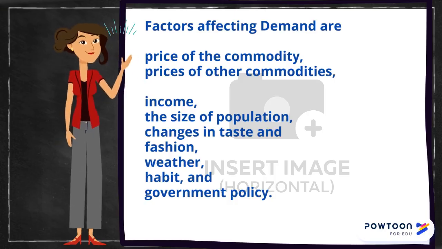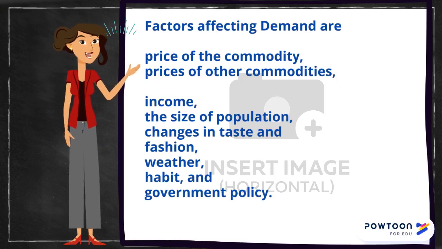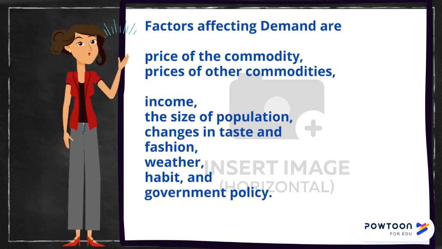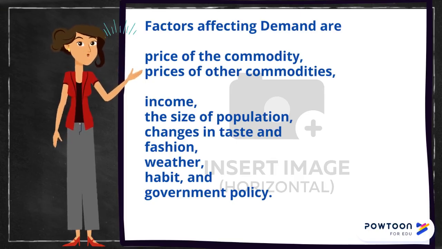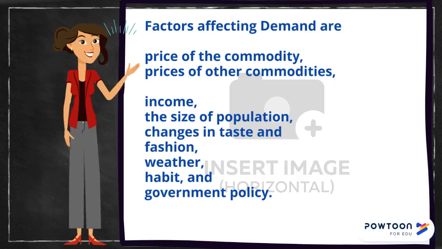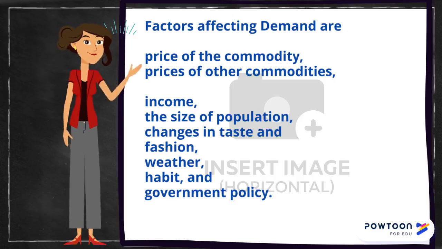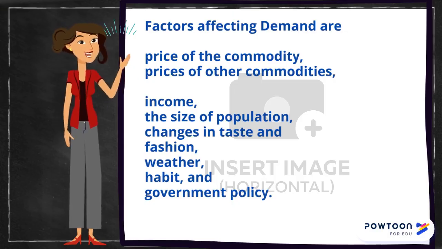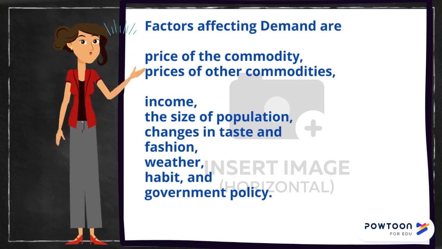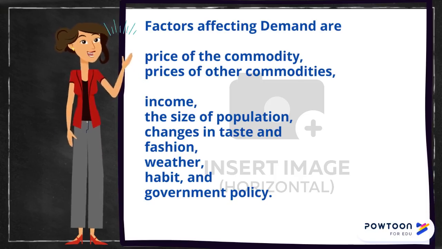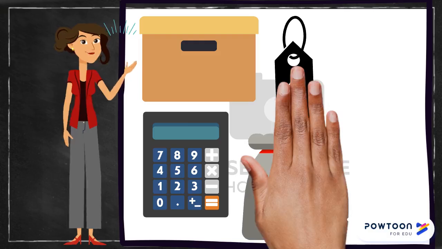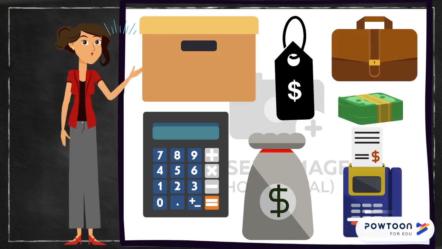We have factors affecting demand, and these factors will bring either a change in price or a change in quantity of a commodity. The factors affecting demand are price of the commodity, price of other commodities, income, the size of population, changes in taste and fashion, weather, habits, and government policy. These are the factors affecting demand.